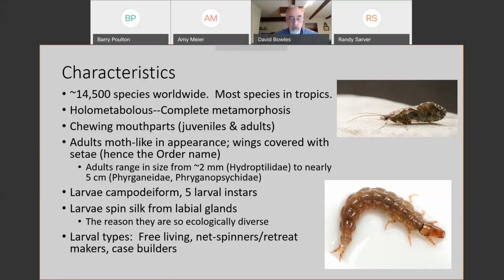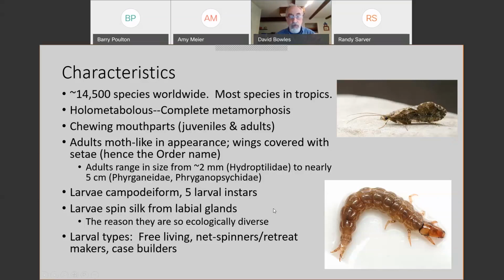The legs are somewhat dorsoventrally flattened for the most part, and that's a campodeiform larva. They have 5 larval instars, which superficially look alike for the most part. One unique thing about the caddisflies is that they spin silk from labial glands.